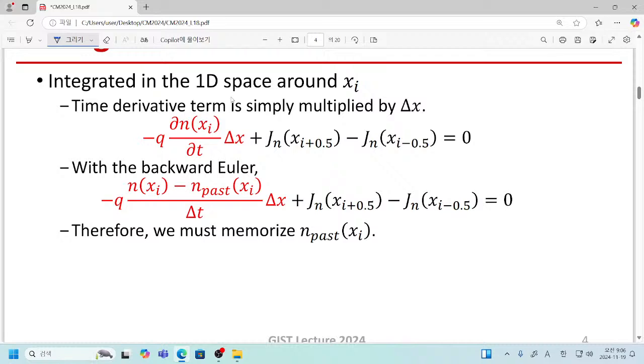Once we know the history of this system, let's say that this is the time we want to calculate. And if we know all kinds of past history, then by using that history and the present value, we can make a certain approximation of the time dependence term. By using that in this continuity equation, we can get the solution.